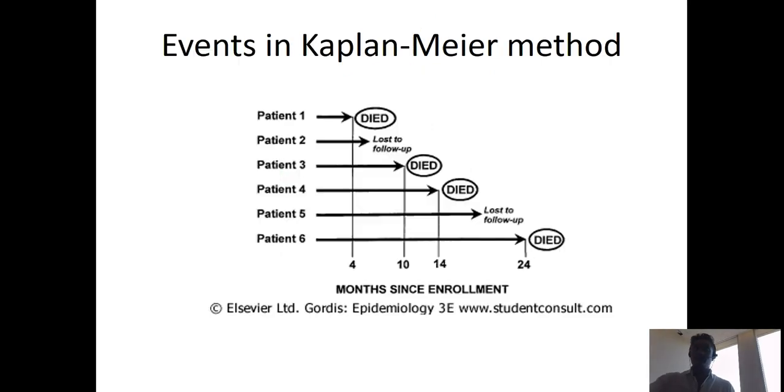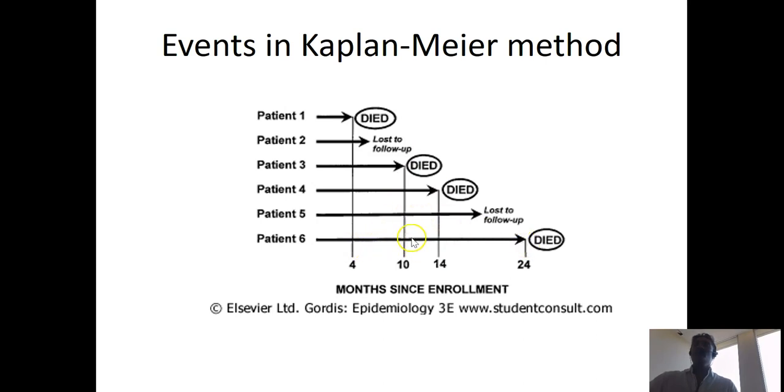The easy method looks like this. These are our data. Okay, we have 6 patients. I'm not doing the pregnancy example. That's too long. Right? But we could, if you wanted to. 6 people. At 4 months, patient 1 dies. At 10 months, patient 3 dies. At 14 months, patient 4 dies. At 24 months, patient 6 dies.